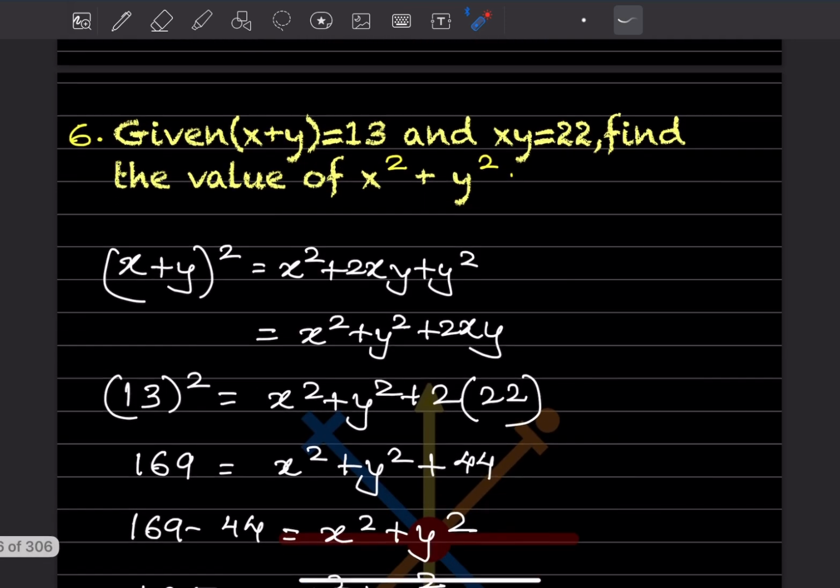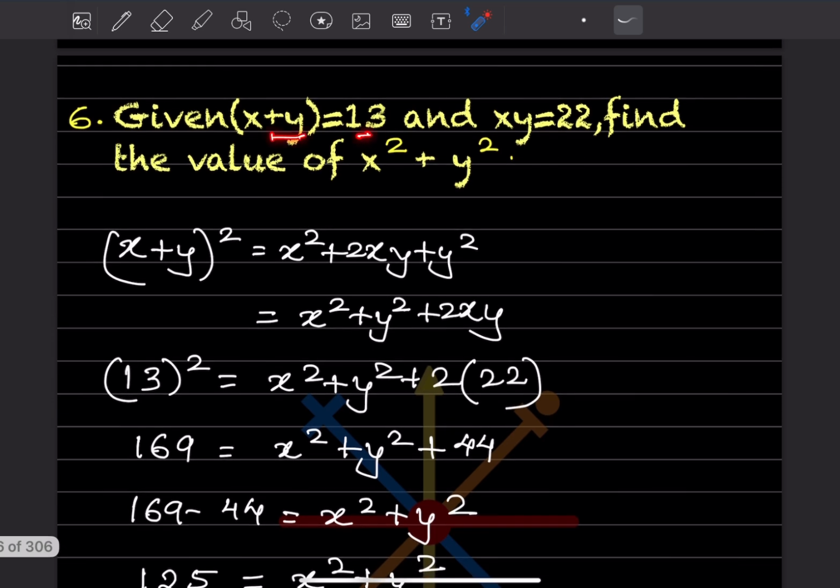Now here they said, given x plus y is equal to 13 and xy is equal to 22, you have to find the value of x square plus y square. So this is slightly different. So how to get x square plus y square? Here we have x plus y is equal to 13. So we know the formula, x plus y whole bracket square. Same thing, that is a plus b whole bracket square or x plus y whole bracket square, that is going to be the same.